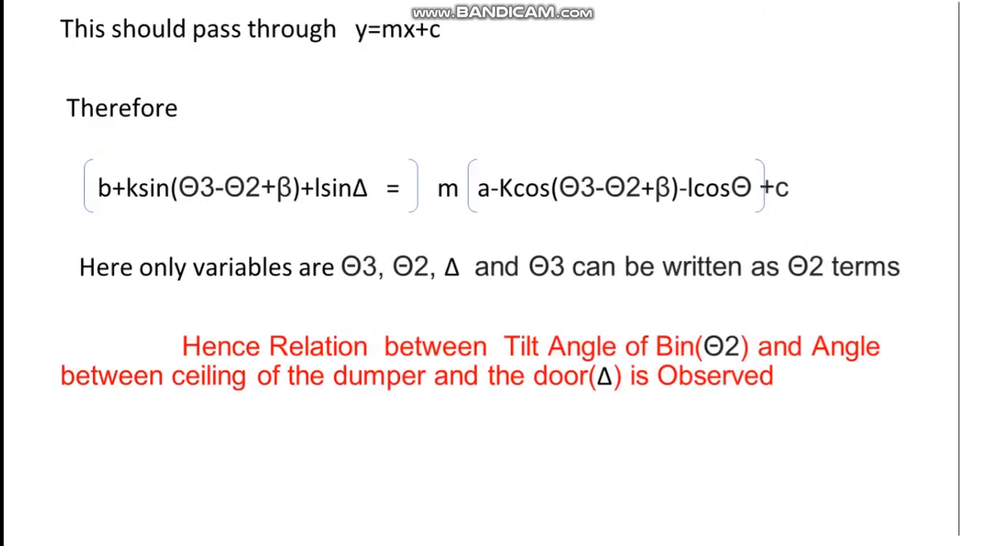This is the output of the above calculations, and in this the only variables are theta 2, theta 3 and delta. Alternatively, theta 3 can also be written in terms of theta 2. Hence, a relation is generated with only theta 2 and delta being the variables, with delta being dependent.